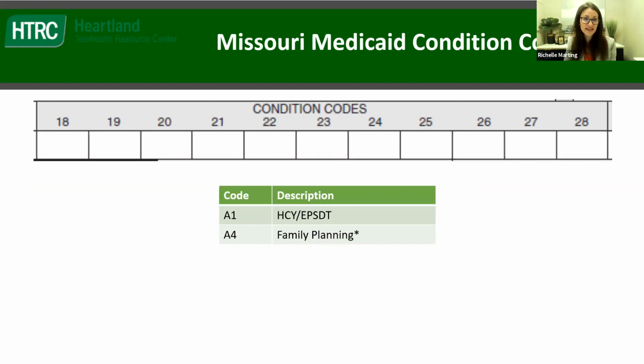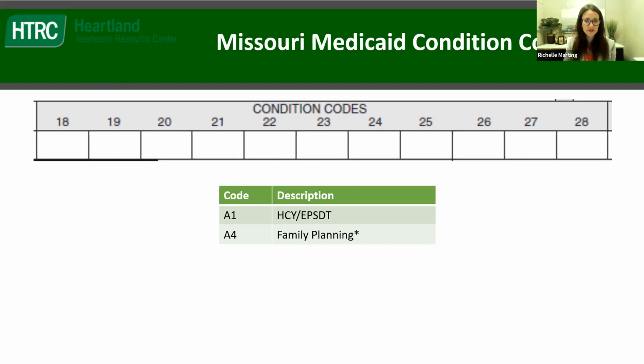For Missouri Medicaid specifically, there are a couple of condition codes you want to keep in mind. If you are providing a service, whether it's face-to-face or via telehealth, that is an early periodic screening or HCY covered benefit, there's a condition code as well as a modifier that we're going to add to the CPT or HCPCS code we'll look at in just a minute. And this condition code A1 has to be in this area of the claim form.